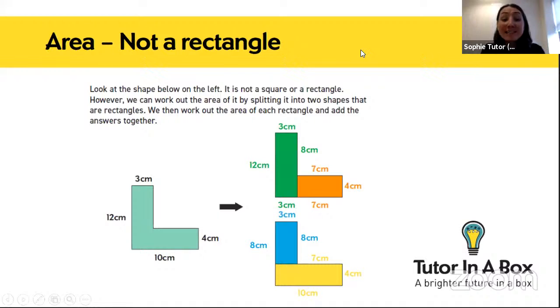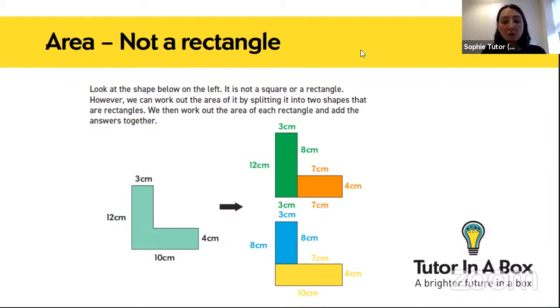So for example, let's look at this shape. So you can see here on the left-hand side, we've got a kind of minty green L shape, okay? Now, this isn't a square or a rectangle. So at the moment, we couldn't work out the area. However, we can split it into squares or rectangles that we then can work with, okay? So you can see on the left-hand side, we've got this mint green L, and then on the right, we've got 2 different ways of splitting it. Either way, you'll get the same answer, okay?